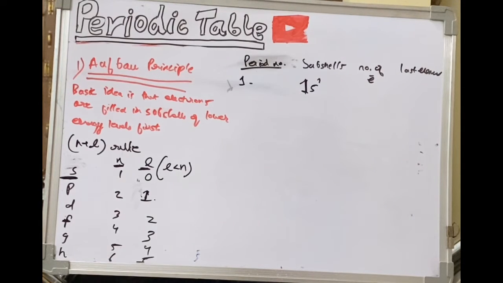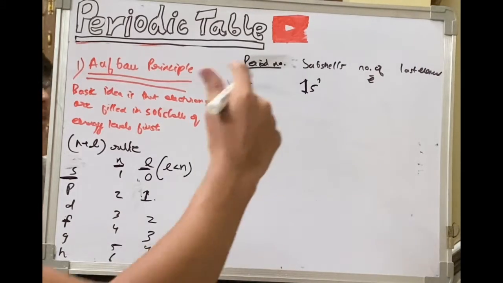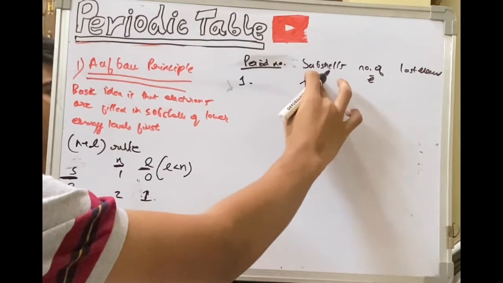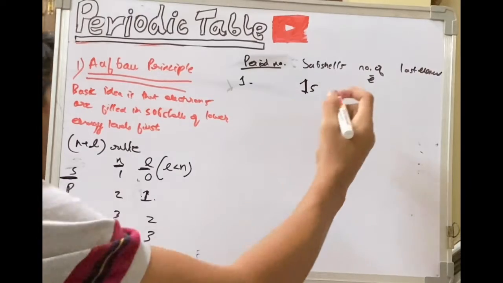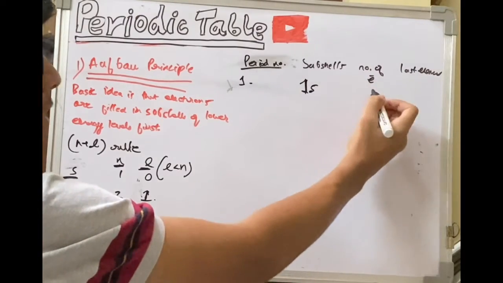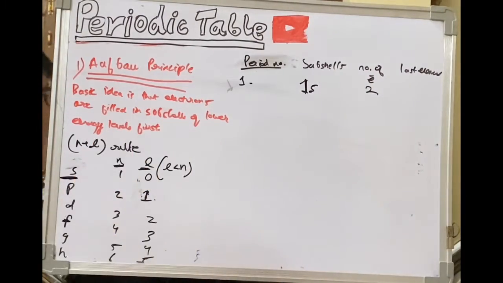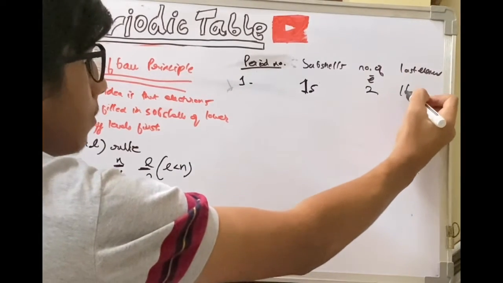Whereas for helium it will be 1s2. So we'll put that afterwards. So basic idea, we'll put 1s. The number of electrons max can be, for s, 2, right? We had done it in the before part of the lecture. So the last element is helium.